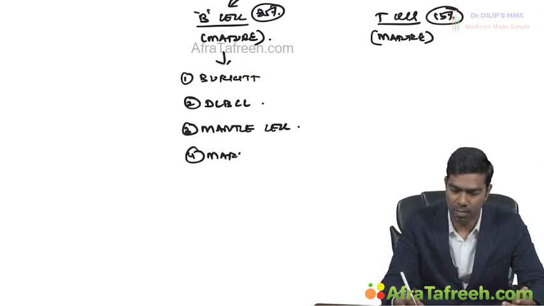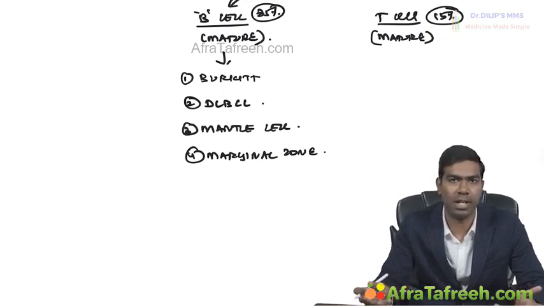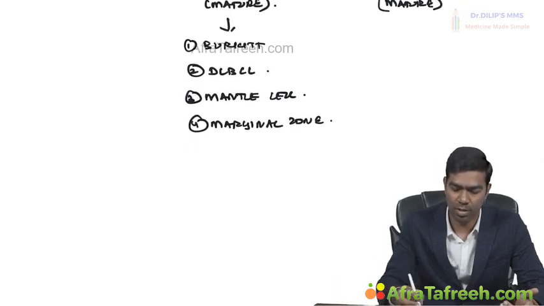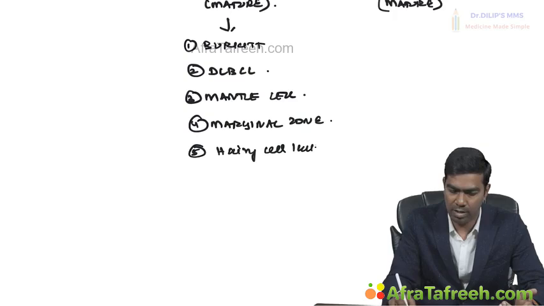Then you have something called a marginal zone lymphoma. Marginal zone lymphoma is again having multiple types, like maltoma also comes under marginal zone lymphoma. Then you have splenic marginal zone lymphoma, nodal marginal zone lymphoma. So many marginal zone lymphomas are there. Number 5, you have something called hairy cell leukemia.